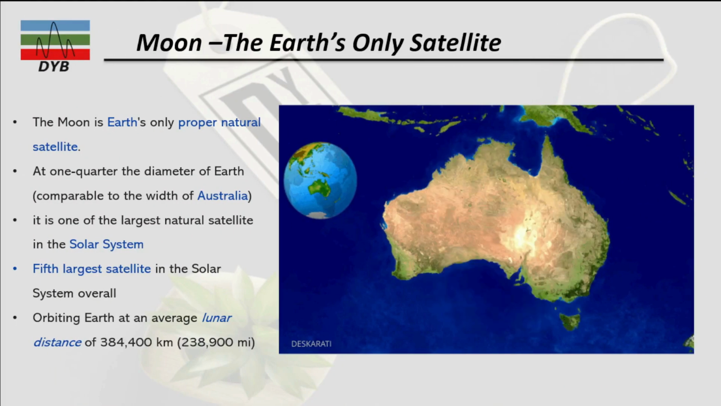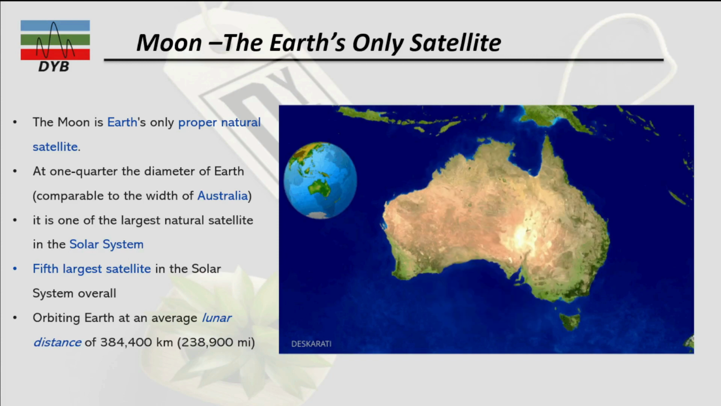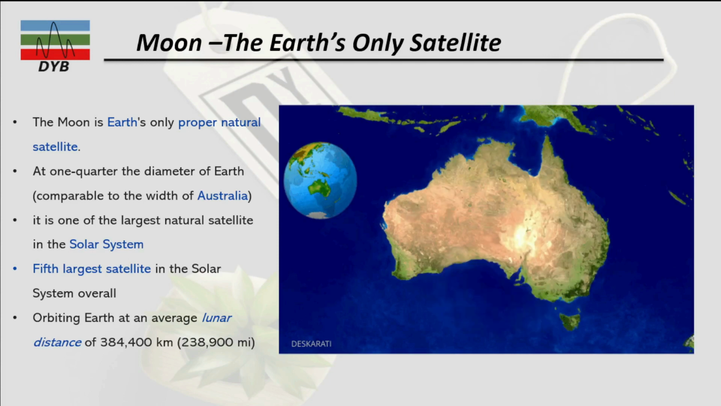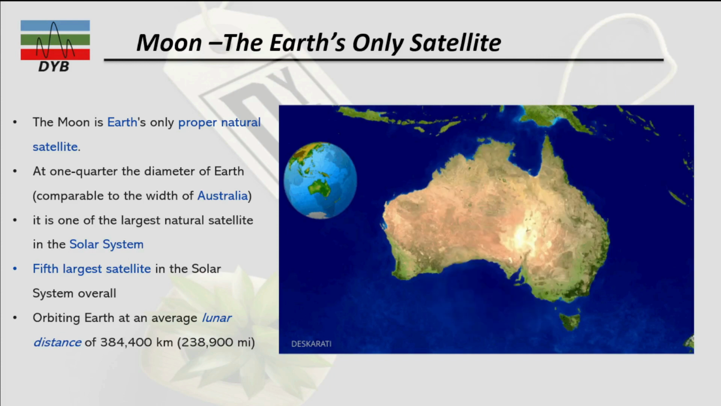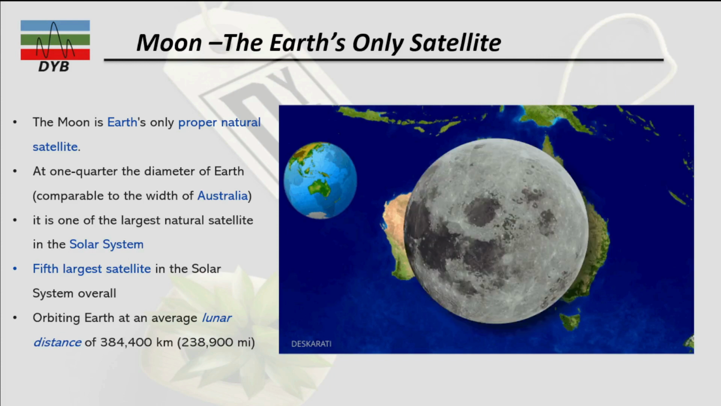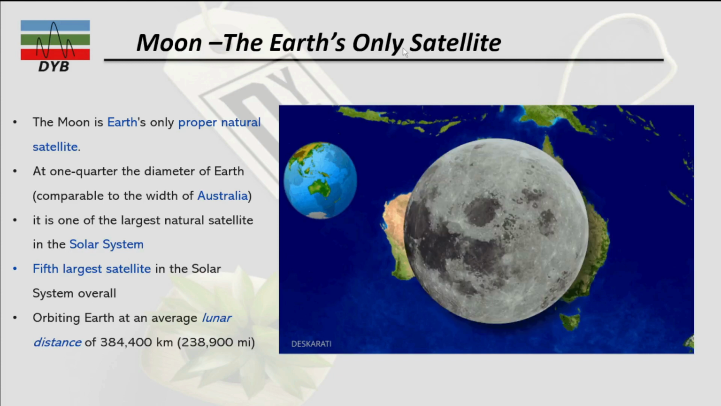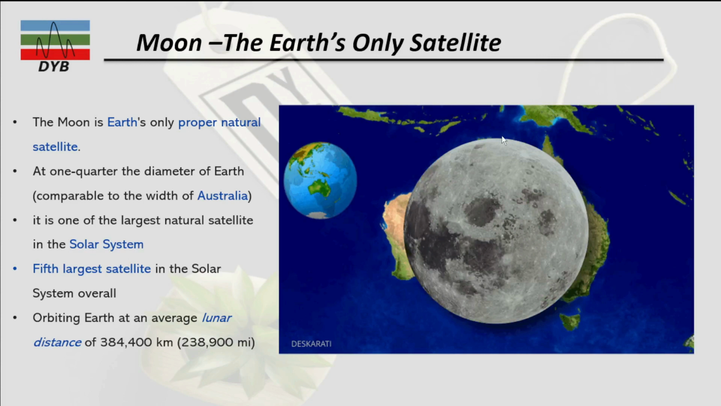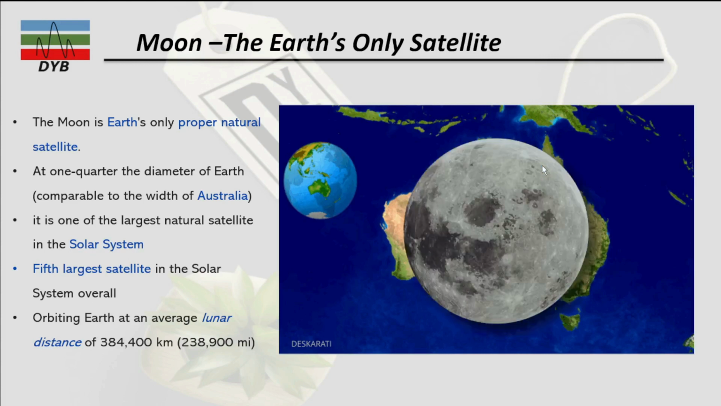Let's look at the size and some other interesting facts about the moon. As I mentioned, the moon is the Earth's only proper natural satellite, and it is one quarter of the diameter of the Earth. If we compare the size of the moon, it is almost equal to the Australian continent, or Australia as a country maybe we can call it, and it is one of the largest natural satellites.